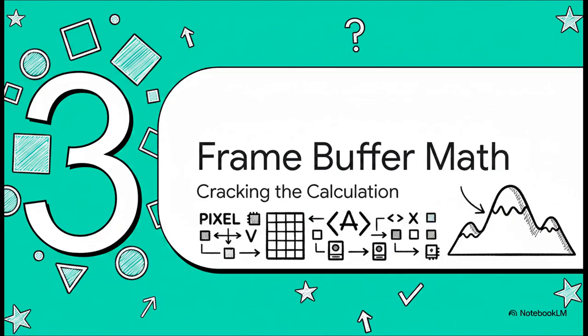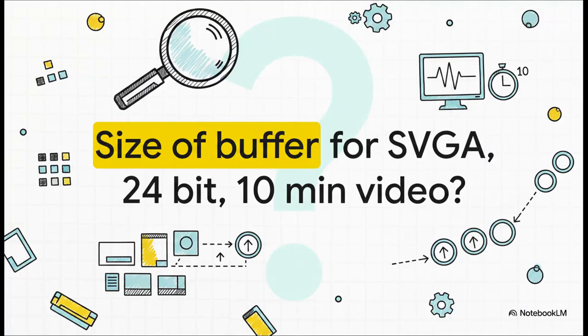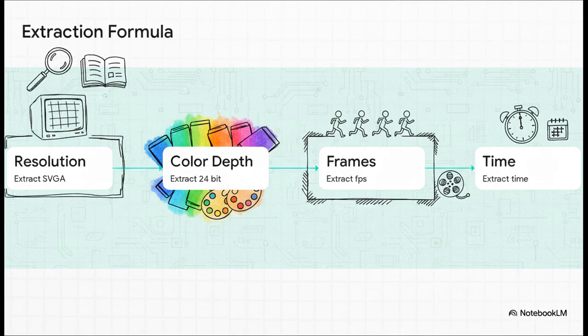It's time to crack the calculation. This right here is where so many students leave incredibly easy marks on the table. A question like, what is the size of frame buffer required to store SVGA with 24-bit true color video of 10 min without compression sounds like a total nightmare. It's packed with acronyms and numbers designed to make you panic. But guess what? It's literally just asking you to find 4 basic numbers. The secret sauce is just a simple extraction formula. Just pull those 4 variables out of the word salad and multiply them together.